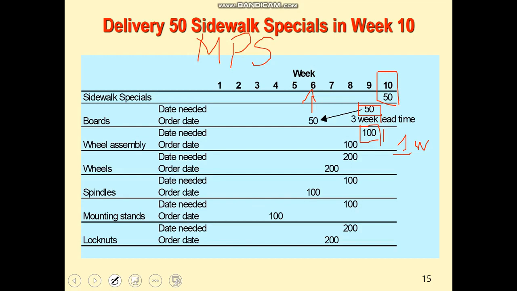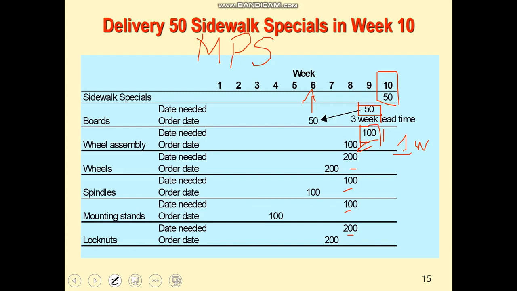So we need to have our 100 wheel assemblies in week 8, and to have 100 wheel assemblies in week 8 we need to have 200 wheels, 100 spindles, 100 mounting stands, and 200 lock nuts be ready in week 8. And since the lead time of the wheels is 1 week, we need to start ordering the wheels in week 7. So on and so forth.